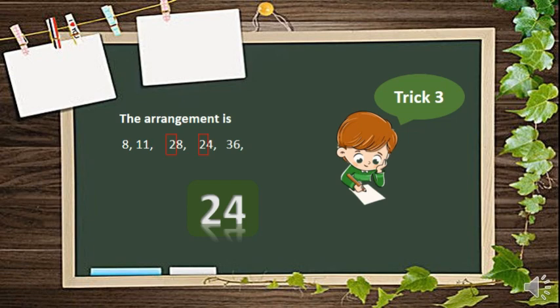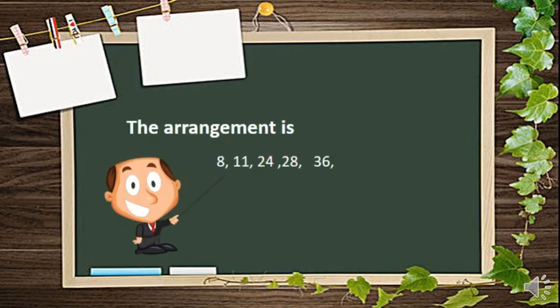We will apply the third trick, and the third trick is, if the first digit is the same, then we will compare the other digit. So 28 and 24 have the same first digit and the other digit is different. We see 24 is less than 28. So the arrangement is here. So these numbers are arranged in ascending order.